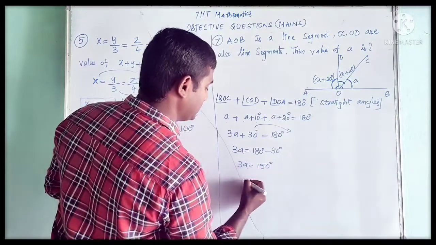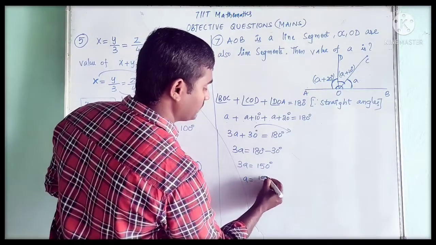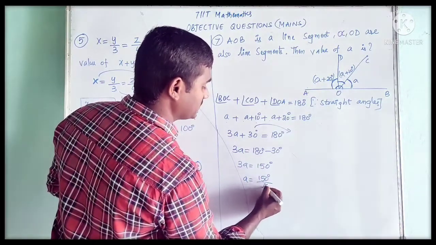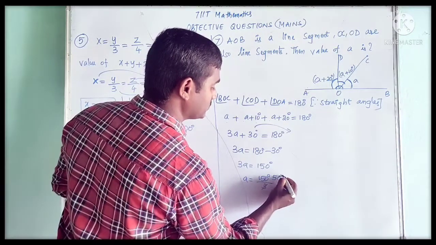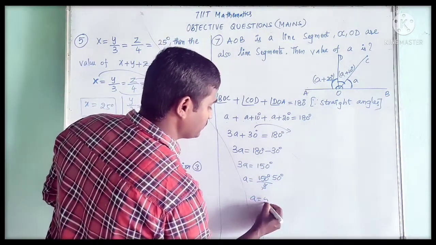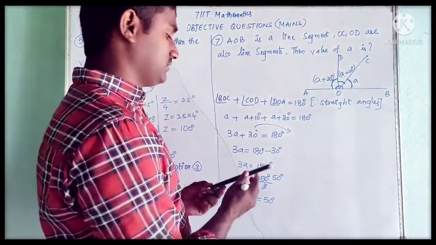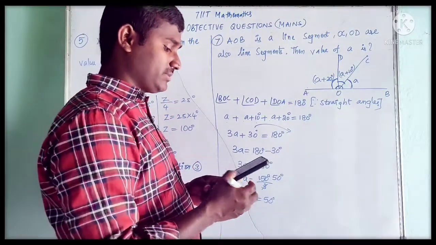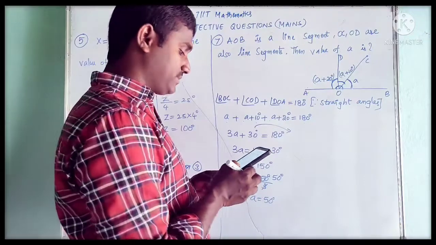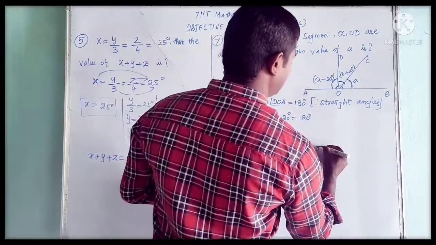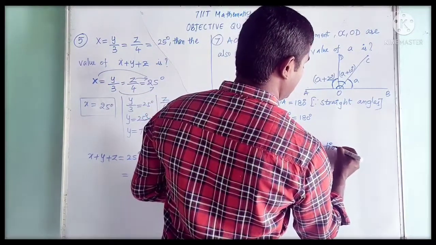So 3A equal to how many degrees? 150 degrees. Then A equal to 150 degrees by 3. 3 fives are 15, so A equal to how many degrees? 50 degrees. What is the correct option for the seventh question? Option 3 is the correct option for this.